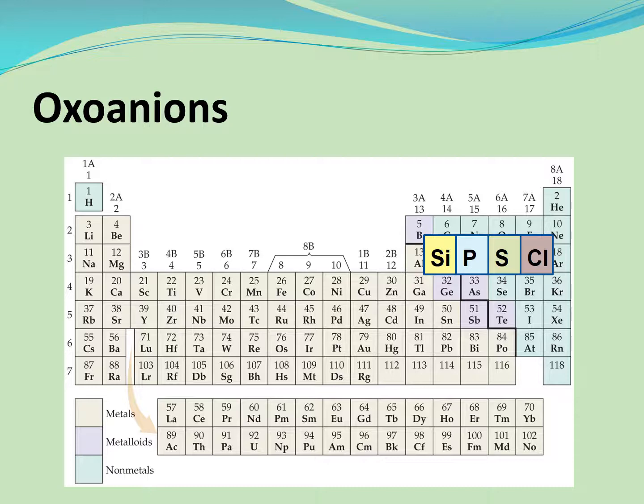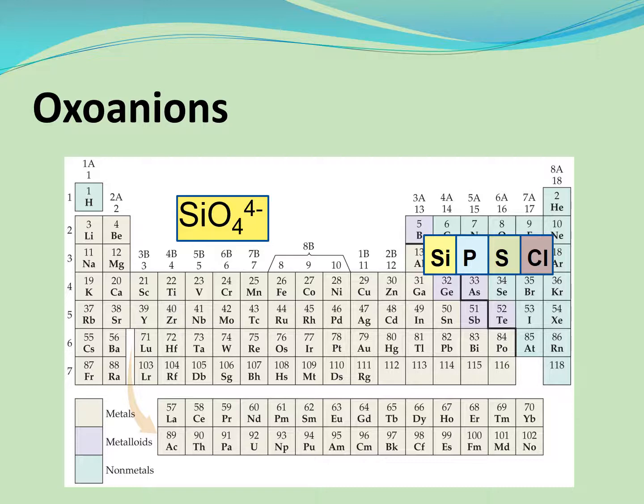Let's move down on the periodic table. So I've got silicon, phosphorus, sulfur, and chlorine. Again, I'm going from left to right, and the first oxoanion is silicate. So that's SiO4 minus 4. Notice, number one, there are more oxygen atoms, and number two, the charge is greater. Silicon is going to be larger than the element above it.